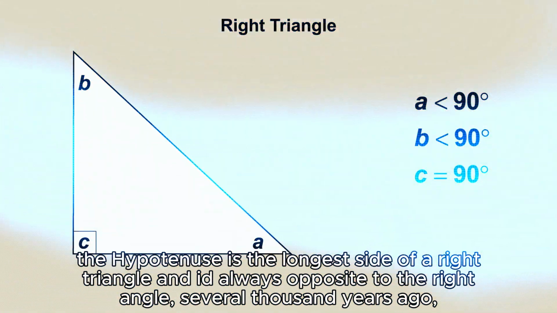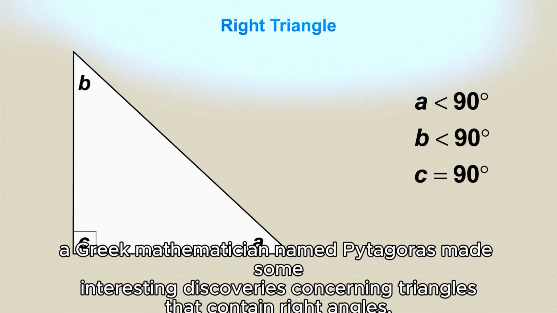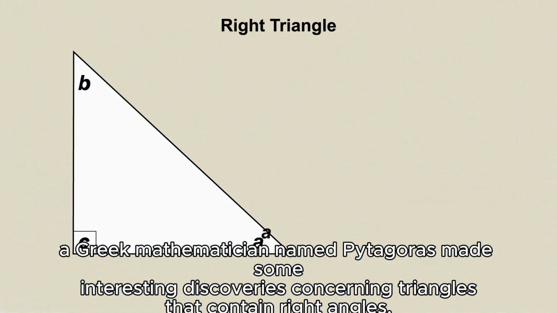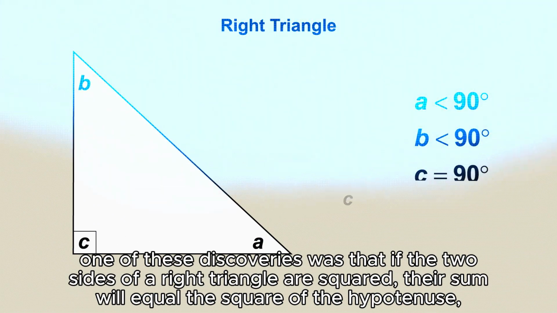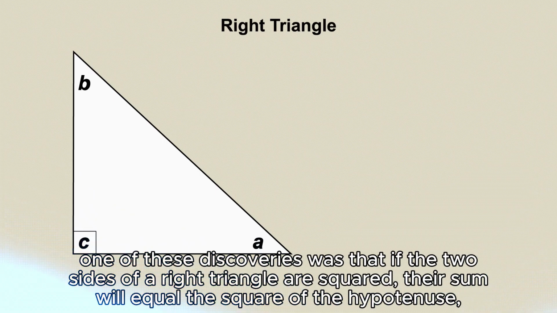Several thousand years ago, a Greek mathematician named Pythagoras made some interesting discoveries concerning triangles that contain right angles. One of these discoveries was that if the two sides of a right triangle are squared, their sum will equal the square of the hypotenuse.